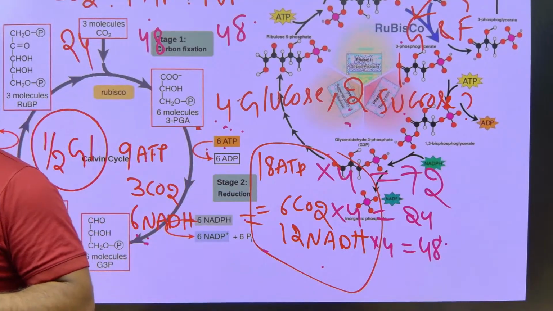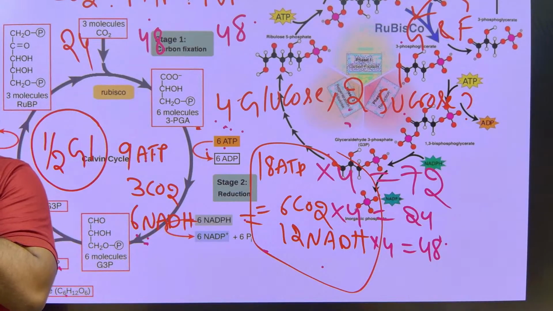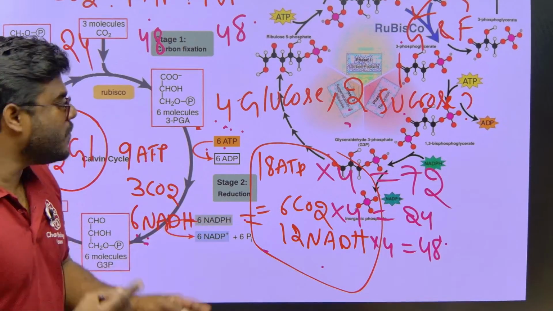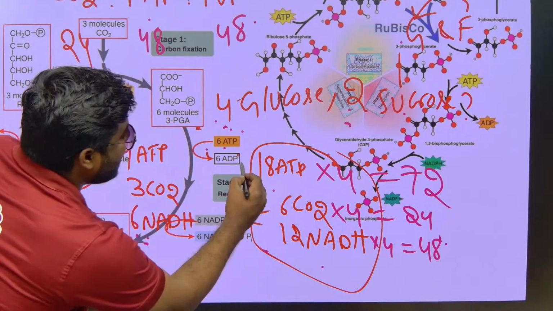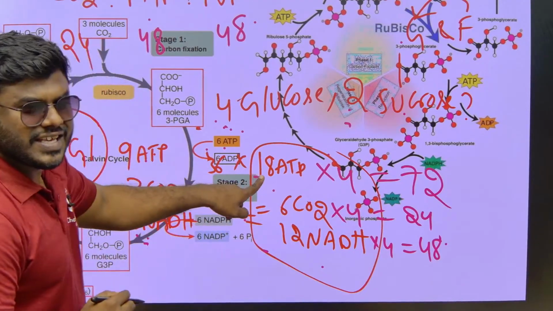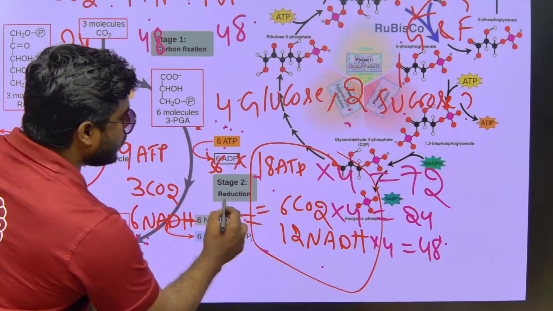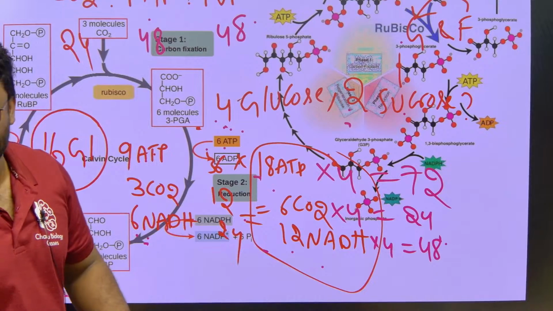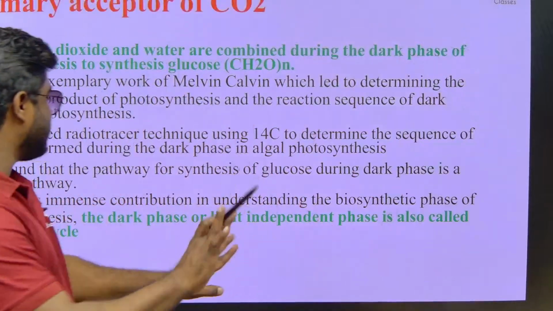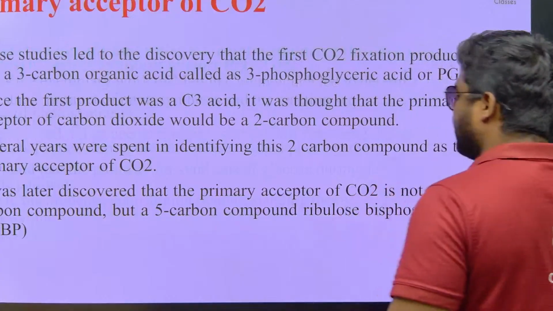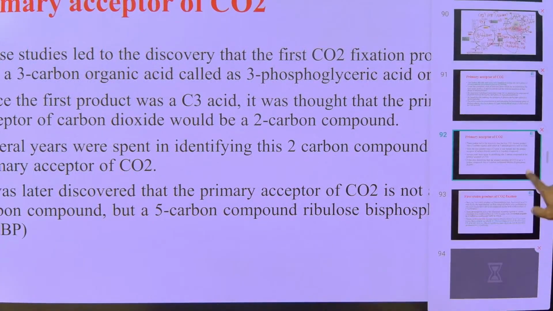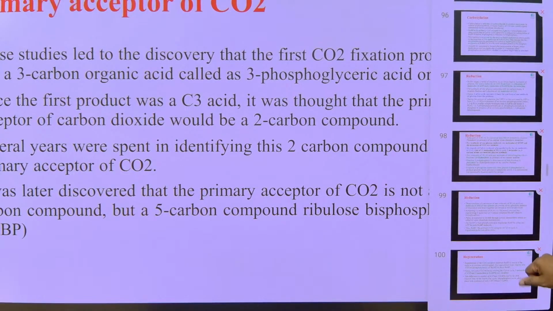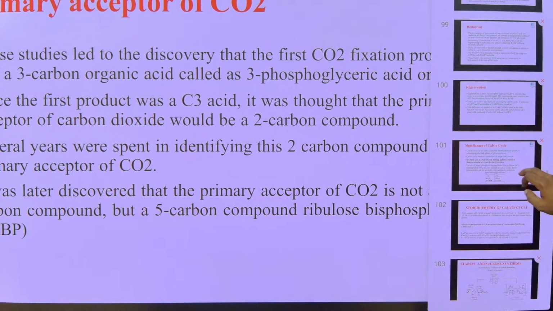If I ask you for 1 sucrose, what is the answer? Half of it. 1 sucrose means 2 glucoses. So 18 into 2, 36. Correct or not? 6 into 2, 12. 12 into 2, 24. Any confusions? Now, in very simple words, I will tell all of you the simplest calculation. Always remember this. Questions never ever go beyond this level. I want you to read the PPTs very clearly.